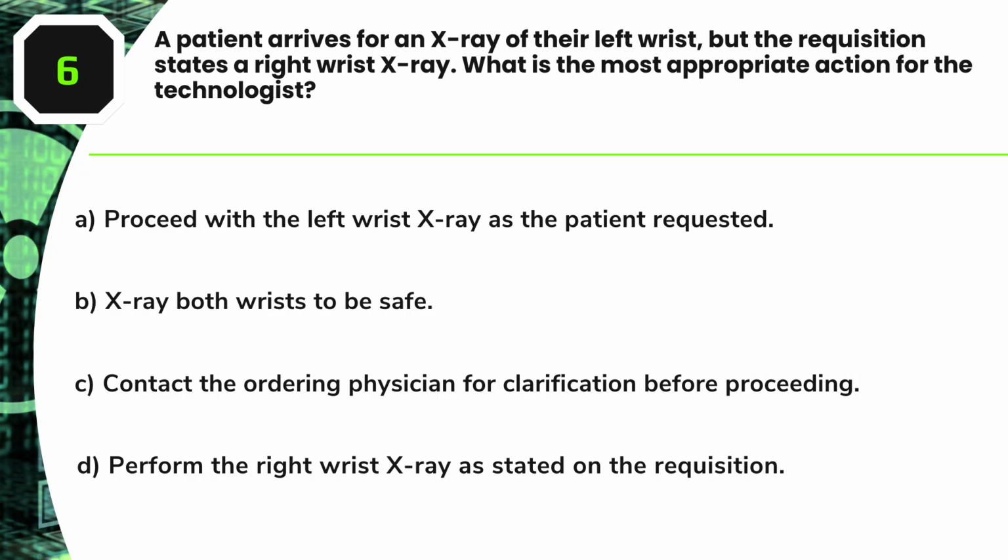Question 6. A patient arrives for an X-ray of their left wrist, but the requisition states a right wrist X-ray. What is the most appropriate action for the technologist? A. Proceed with the left wrist X-ray as the patient requested. B. X-ray both wrists to be safe. C. Contact the ordering physician for clarification before proceeding. D. Perform the right wrist X-ray as stated on the requisition.